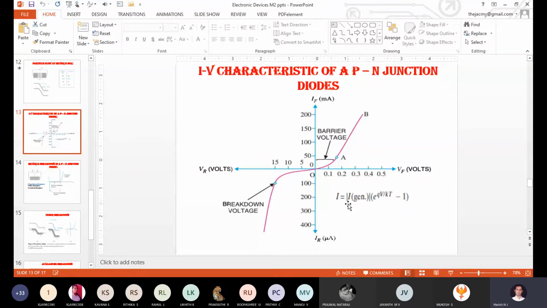Okay, so now what is this extra, new thing, I generation? When is the generating current initiated in the PN junction diode? Anyone? How is the generating current called a generation current? Any guess? Aishwarya?